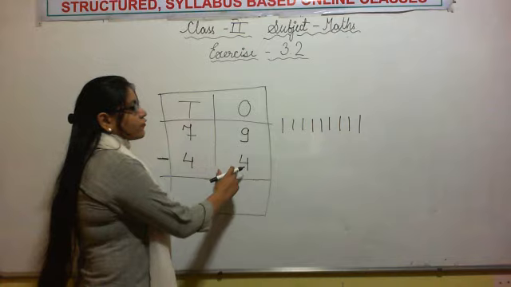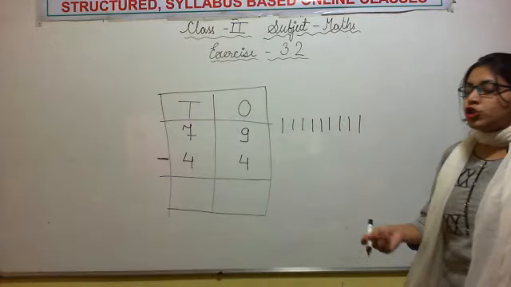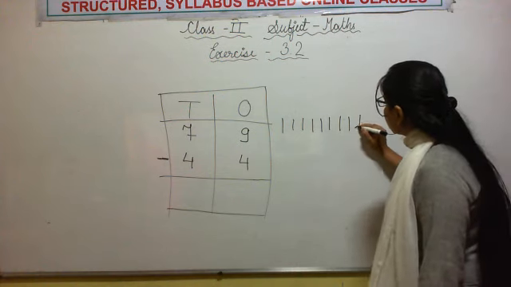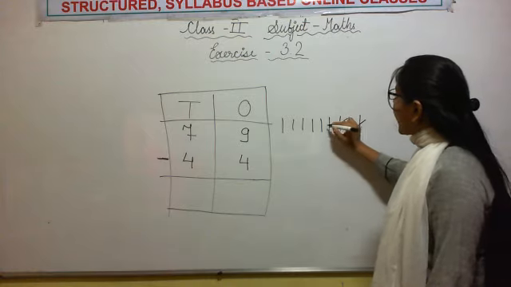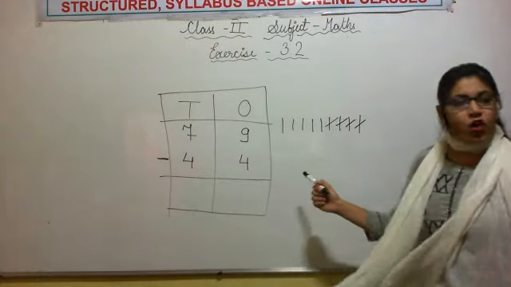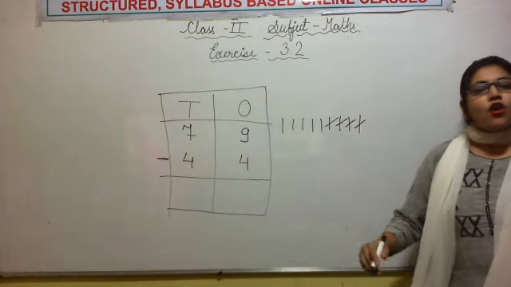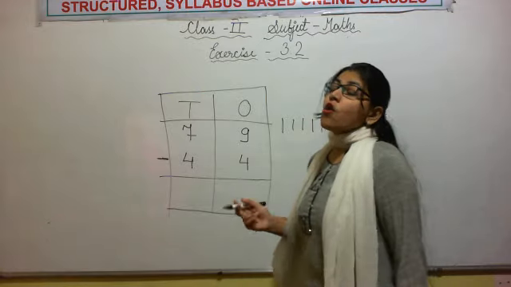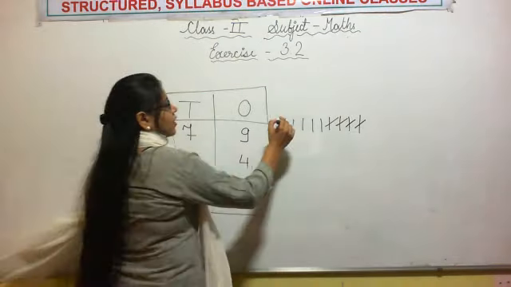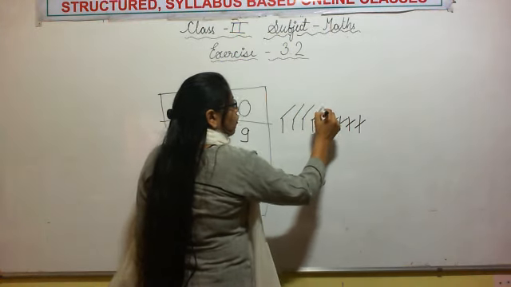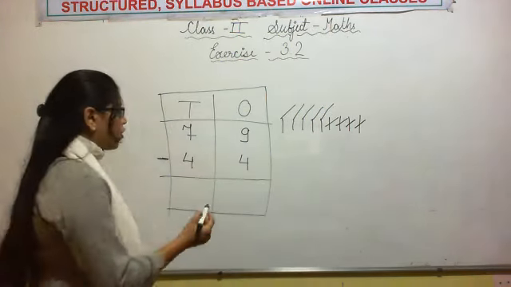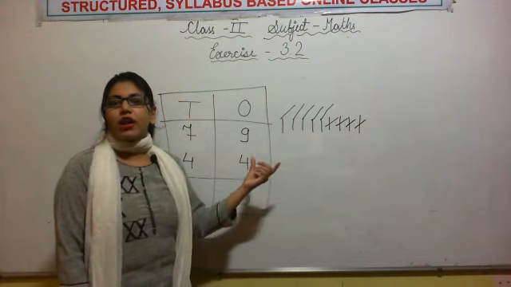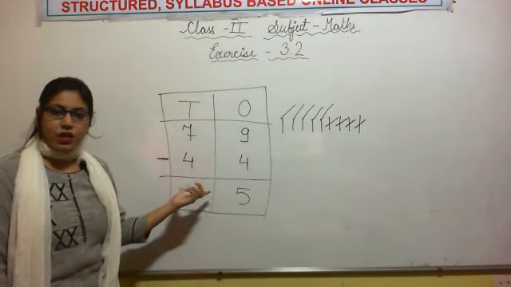Minus 4 means we have to take away 4 sticks. So let's take away 4 sticks. 1, 2, 3 and 4. Minus 4 was there, so we cancelled 4 sticks. Now let's count the remaining sticks. 1, 2, 3, 4, 5. 5 sticks are left, so we will write the number 5. This is our answer for the ones column. Now we are done with the ones column, and we are going to deal with the tens column.